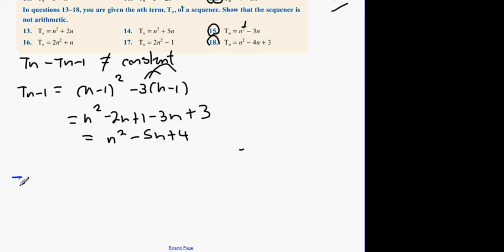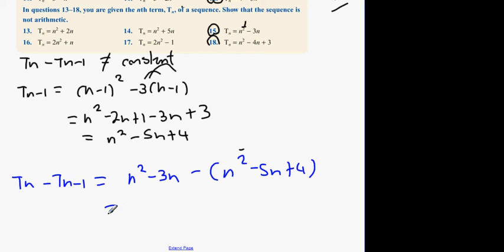Now, what we need to get is Tn minus T of n minus 1. So what we're going to get here is n squared minus 3n, take away T of n minus 1, which is n squared minus 5n plus 4. And then the n squares cancel. And it's going to become minus 3n plus 5n minus 4, which is 2n minus 4.